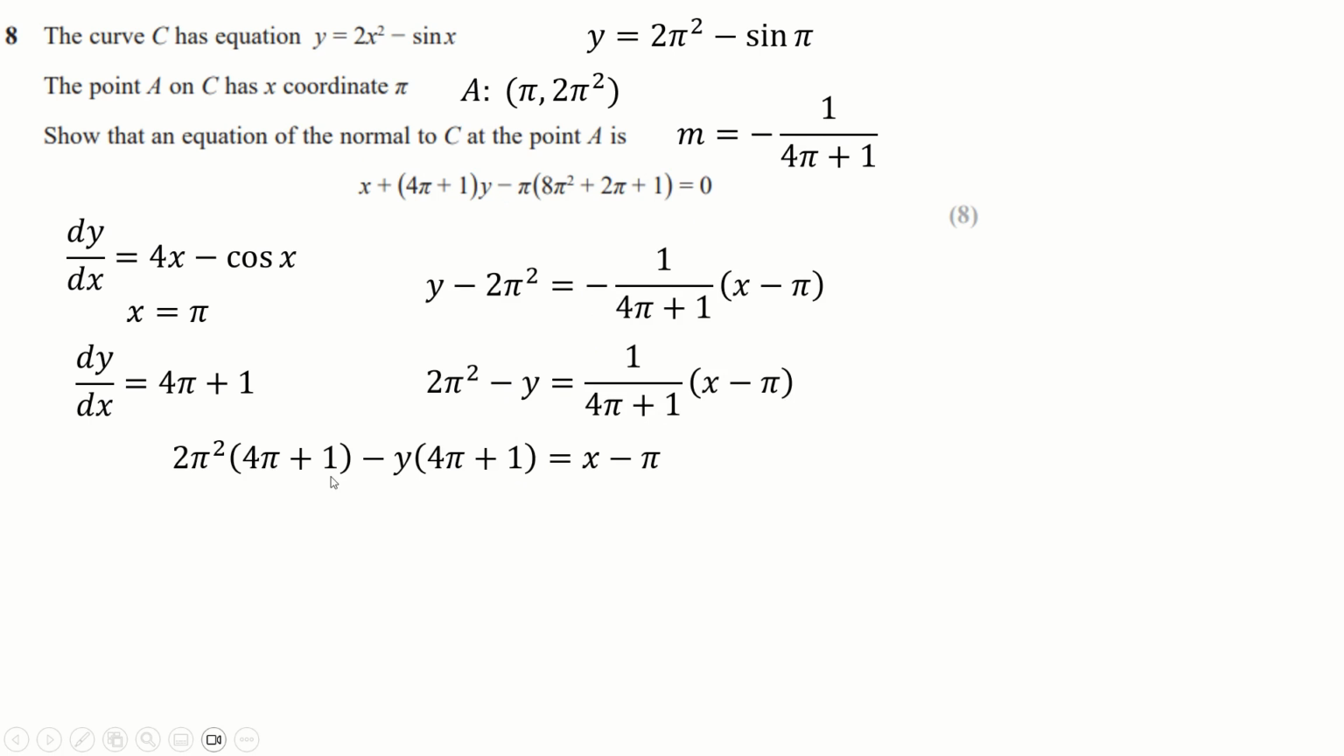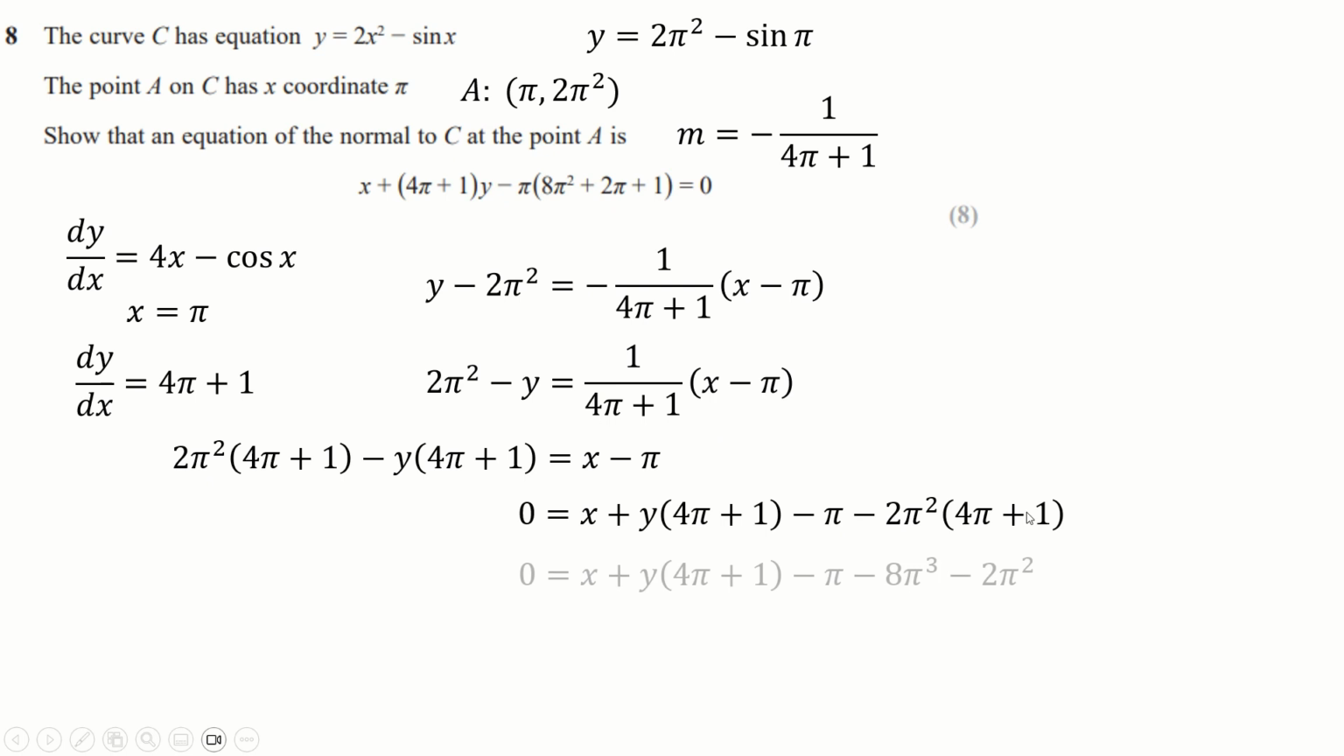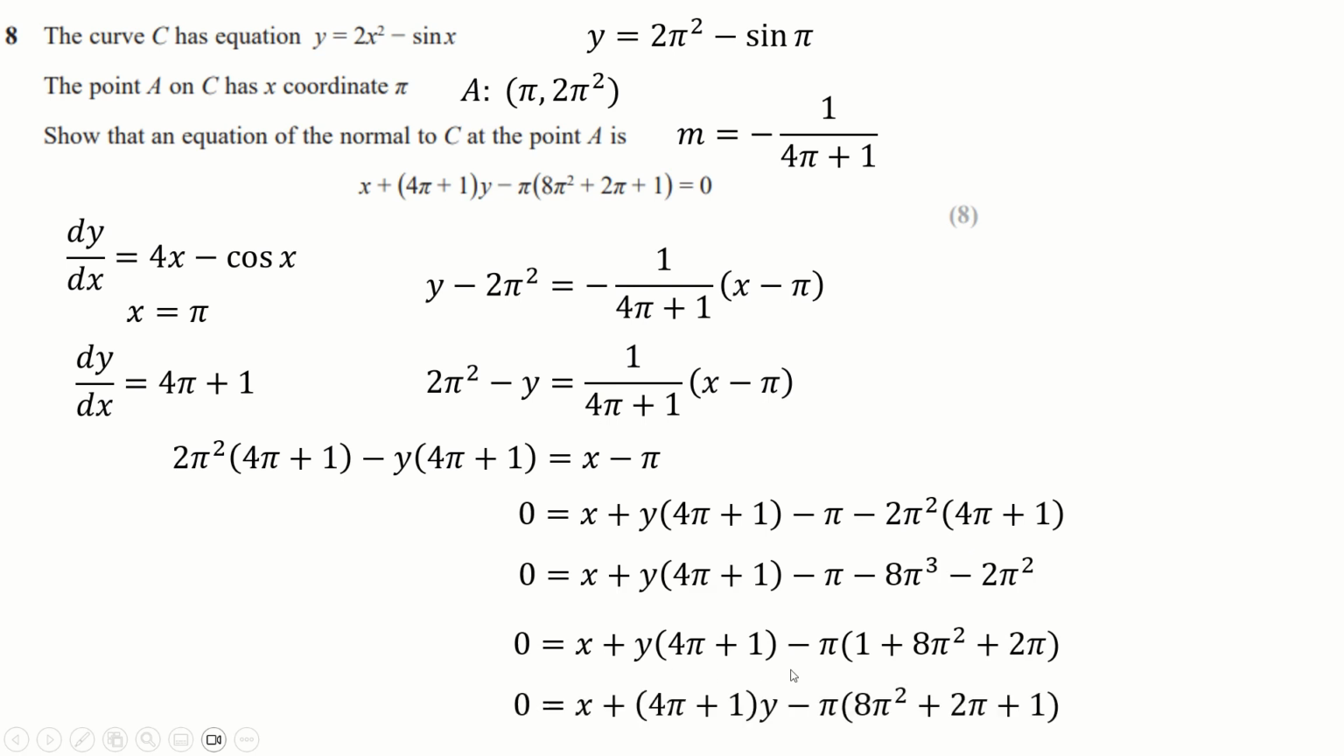Add this to both sides, take away this from both sides, we end up with this. And so that's looking pretty accurate. And then here, you can expand this out and then factorize out the pi. And of course, to keep these minuses, you have to change these to pluses when there's a minus outside the brackets and write it out exactly the way they want it, and you'll get all 8 marks.